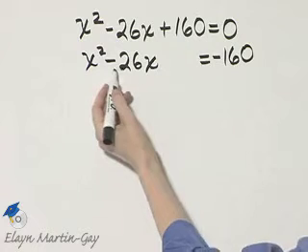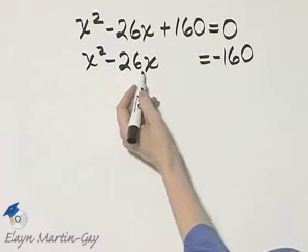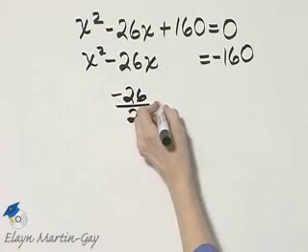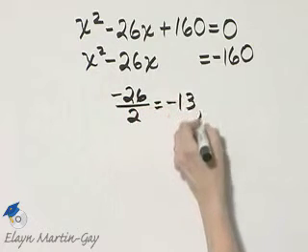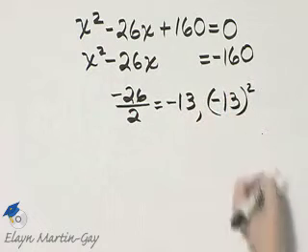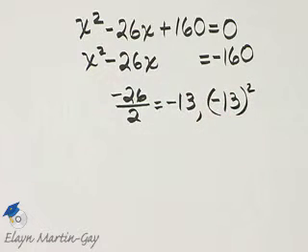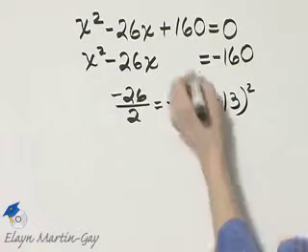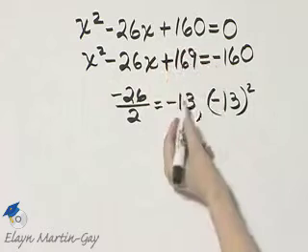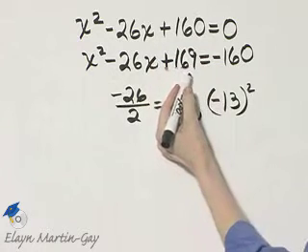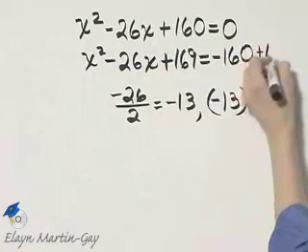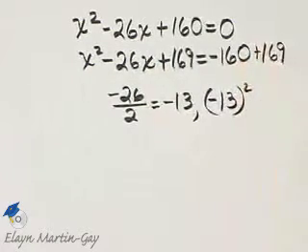To do so, we take half of this coefficient, half of negative 26 is negative 13, and then we square that result. What is the square of negative 13? That's negative 13 times negative 13. That's a positive 169. I can't just add 169 to this side without also doing it to the other side, so plus 169.